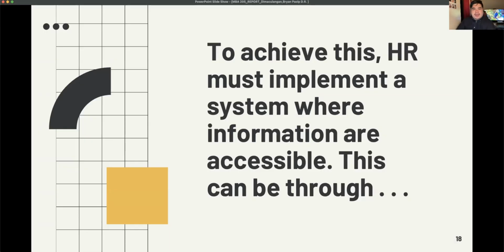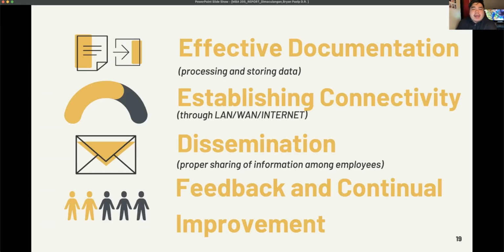Now, to achieve this, HR must implement a system where information is accessible. This can be through effective documentation, like processing and storing data in a filing cabinet, or through establishing connectivity through LAN or internet, just like a portal. Of course, that knowledge or information must also be disseminated among the employees and the members of the organization, and they must have feedback and continual improvement.